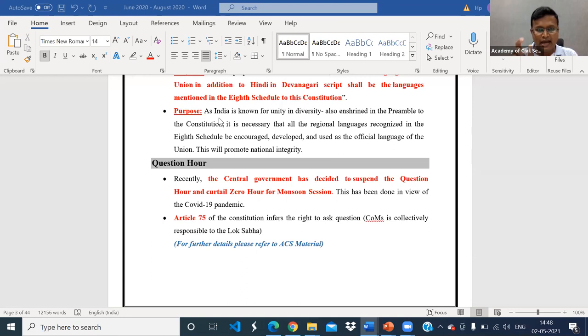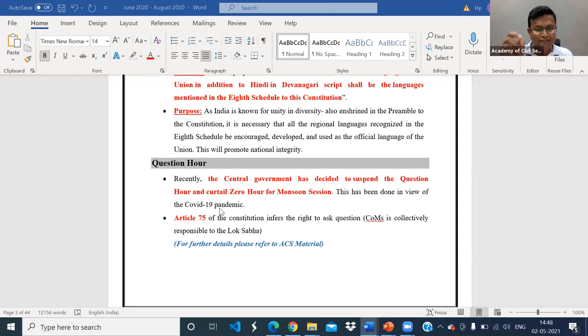Yes, the answer is that although the Constitution has not mentioned directly in any article that members of parliament have the right to ask questions, that is nowhere mentioned. But Article 75 of the Indian Constitution tells that the Council of Ministers is collectively responsible to Lok Sabha. What is the meaning of that? Collectively responsible to Lok Sabha means that whatever question Lok Sabha asks, the Council of Ministers should respond and answer.